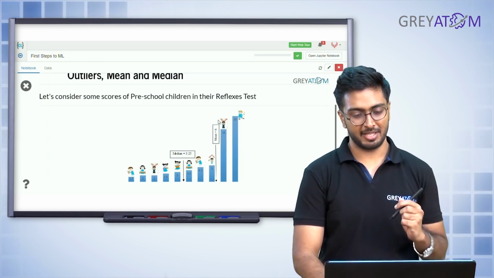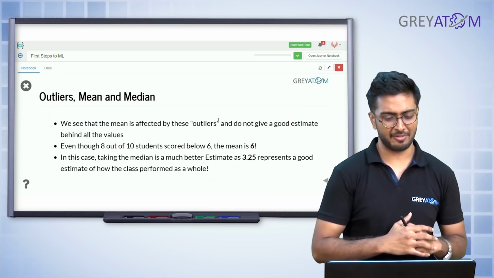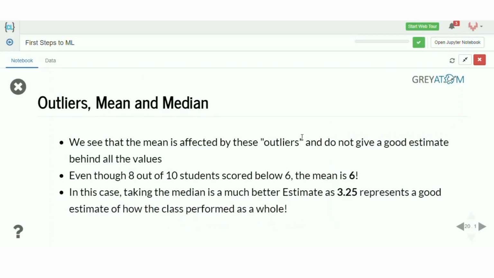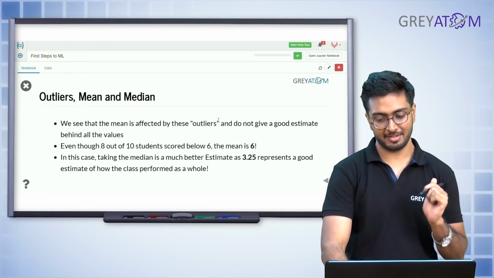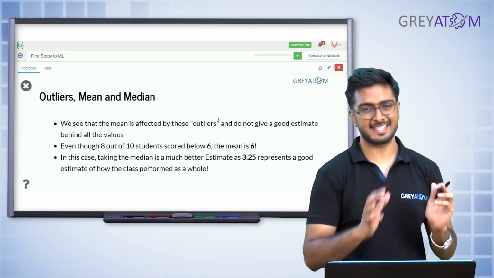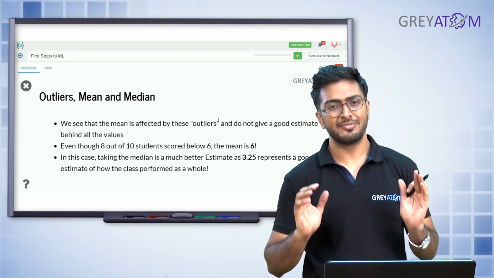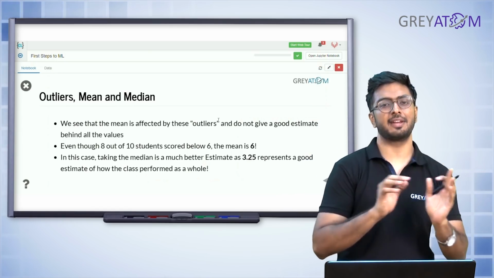So that is a problem with the mean, and that's why we say that the mean is something that we do not want to use. So obviously you can see here, 8 out of 10 students basically scored below. Okay, so these are scores, these are not heights, so that's bad. Even if they were heights, you can see 8 of the students are very low, below 6, and you still see the mean is 6, right? Whereas taking a median is so much better. With the median, you take 3.25, that represents a good estimate of how the class performed, right? Because that's exactly in the center of that range 2 to 5, which says that yeah, most of the people were around 3.25.